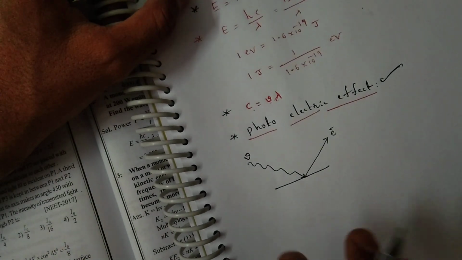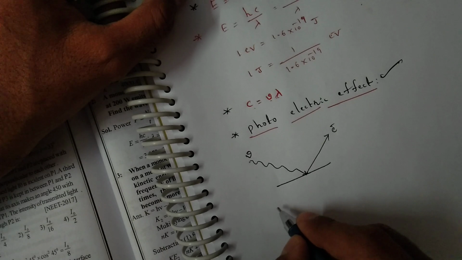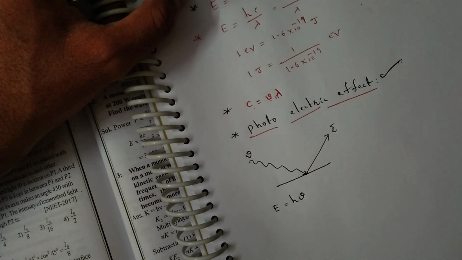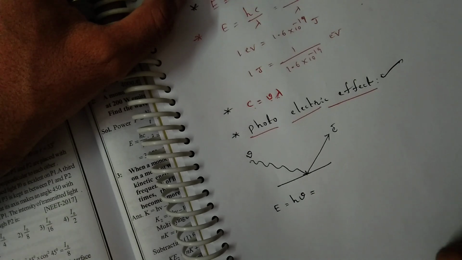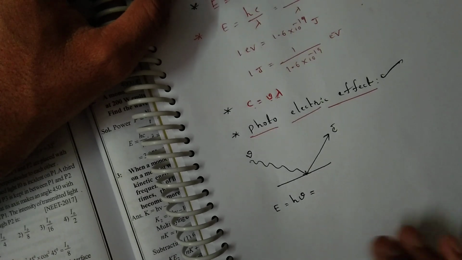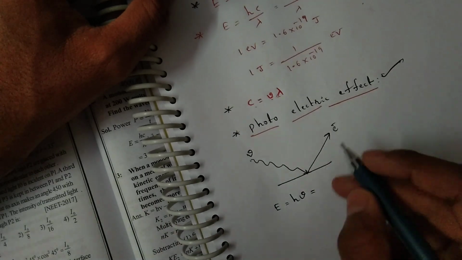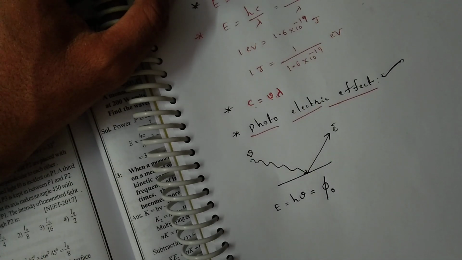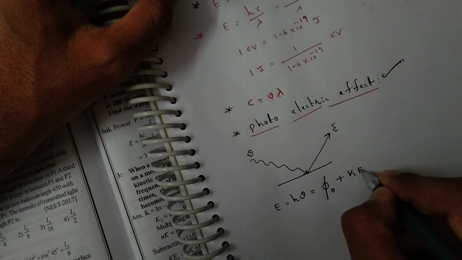And now, for this phenomenon, we are taking a mathematical equation. At first I said that the energy of the photon is absorbed by the electron, and thereby it comes out. For the electron to come out, some of the energy of the photon is utilized. That energy is known as the work function.